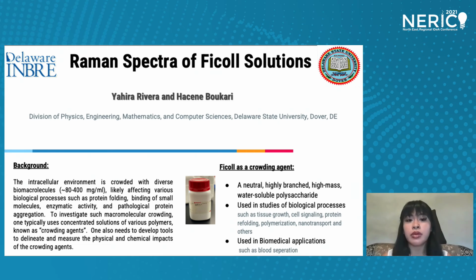Macromolecular crowding can alter properties of certain molecules when there's a presence of high concentrations of macromolecules like proteins, lipids, or carbohydrates. Along with this, macromolecular crowding can strengthen the bond between protein and DNA. It assists in transcription, DNA replication, protein refolding, or binding of small molecules. In this presentation, I spent my time learning about the Raman spectrometer and how to apply it towards Ficoll, which is a neutral, highly branched, high-mass, water-soluble polysaccharide crowding agent.